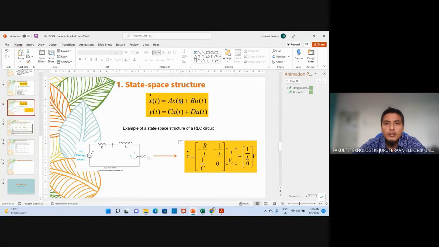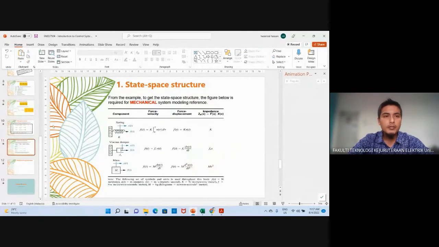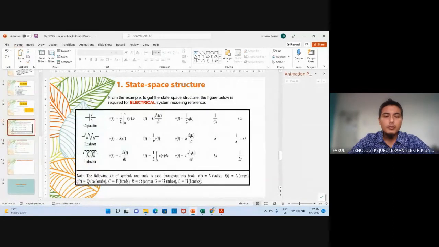This one is state space: x dot equals Ax plus Bu, y(t) equals Cx(t) plus Du(t). So this is a state space question. I need to put it here for easy reference.